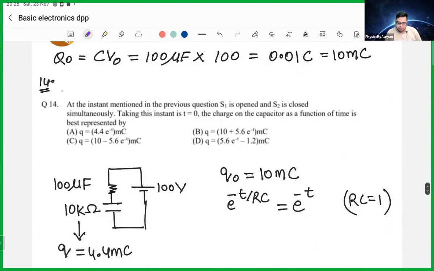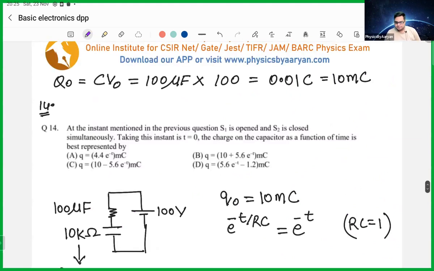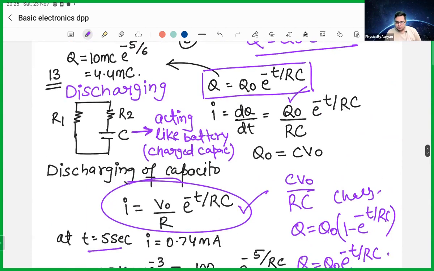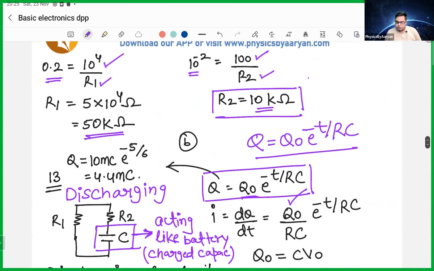And then we do the next question. Before we go for question number 14, there is something we need to ask: what is the maximum charge we can have? We said it was charged. We already saw that Q naught was C V naught. We didn't know C before, but now we know C. It is 100 microfarad, so it is 10 to the power minus 4, and voltage is 100, so it is 10 to the power minus 2, which means 10 millicoulomb.